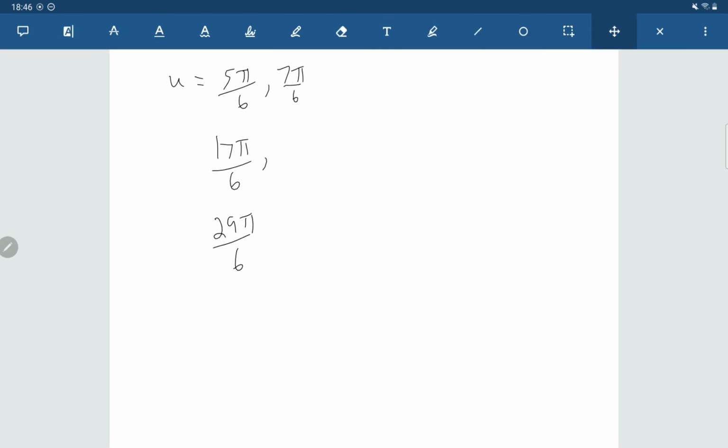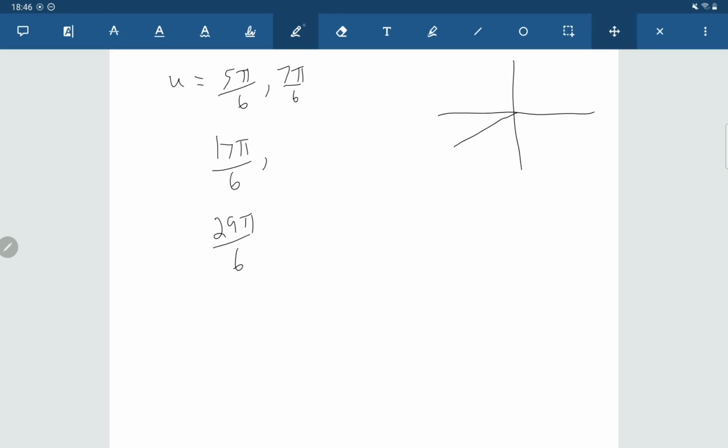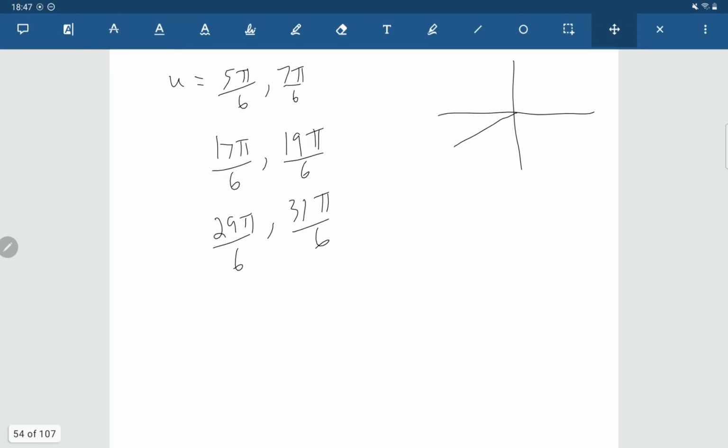Now for the ones that are coterminal to 7 pi over 6. So that would be, we have 7 pi over 6. We could also have a full circle plus 7 pi over 6, which is 19 pi over 6. You could also have 2 full circles plus 7 pi over 6, which is 31 pi over 6. So now we've got all the possible values for u that are within that interval.